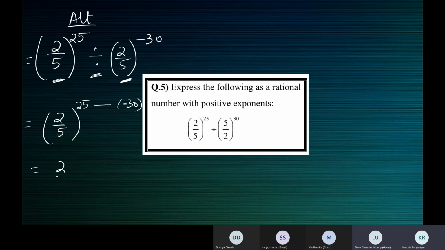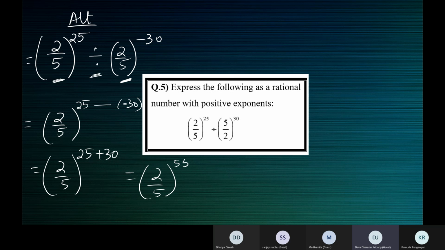Now, what's the next step? Ma'am, minus into minus, we have to add it, ma'am. So 25 plus 30, it's 55, ma'am. Very good. And the bigger number sign is minus, ma'am. So minus 55, ma'am. So 2 by 5 to the power 55. Where's the bigger? Okay, you understand what is on the screen? 2 by 5 to the power 55.